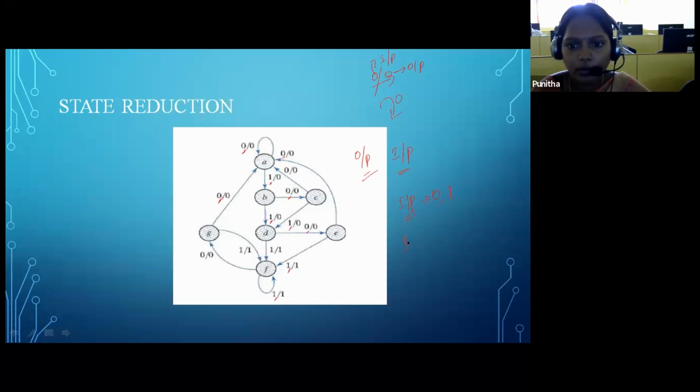Then I need to look at the output, the value after the slash. I need to check whether an element is present after the slash, and in what representation it is present. In all the outputs, I'm seeing two values, 0 and 1. So the output representation I'm mentioning here as 0 and 1.